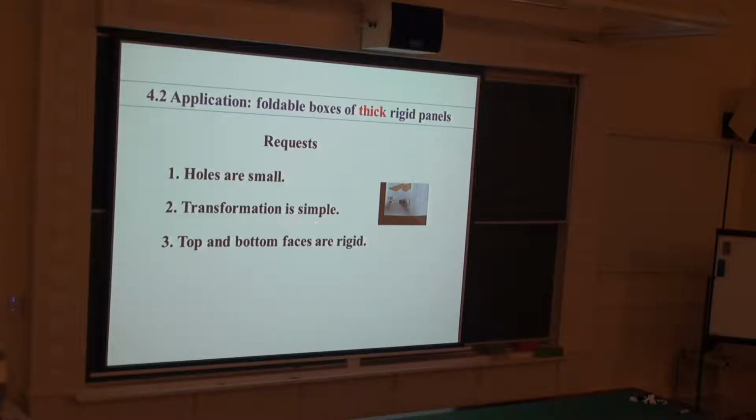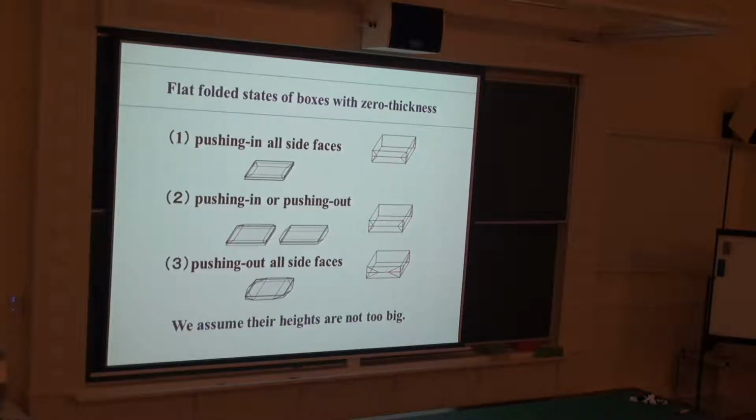And the second is that the transformation is simple. And the top and the bottom faces are rigid. I just put those requests. So forget about the thickness, and go back to the case made of paper.